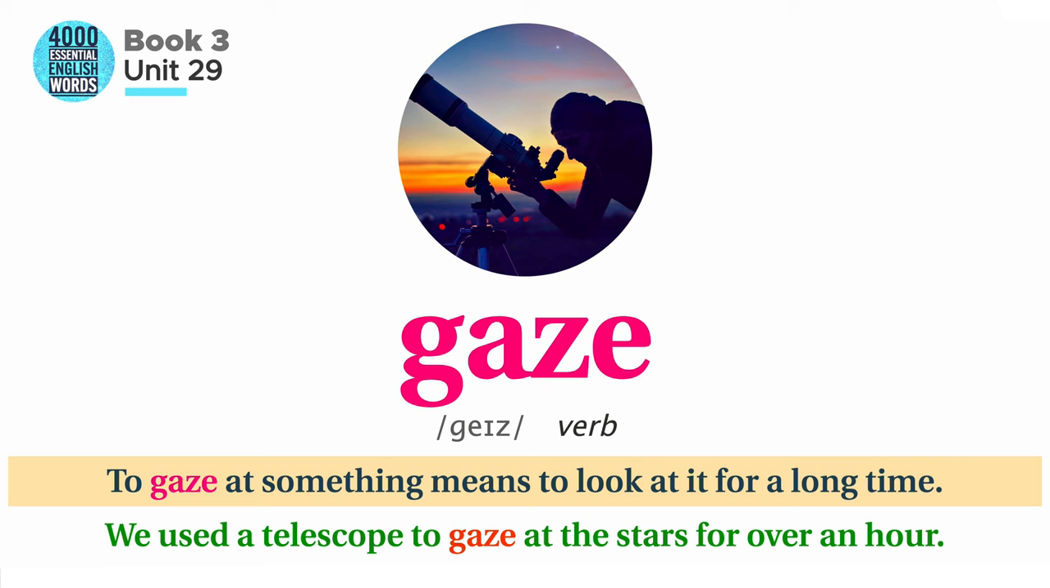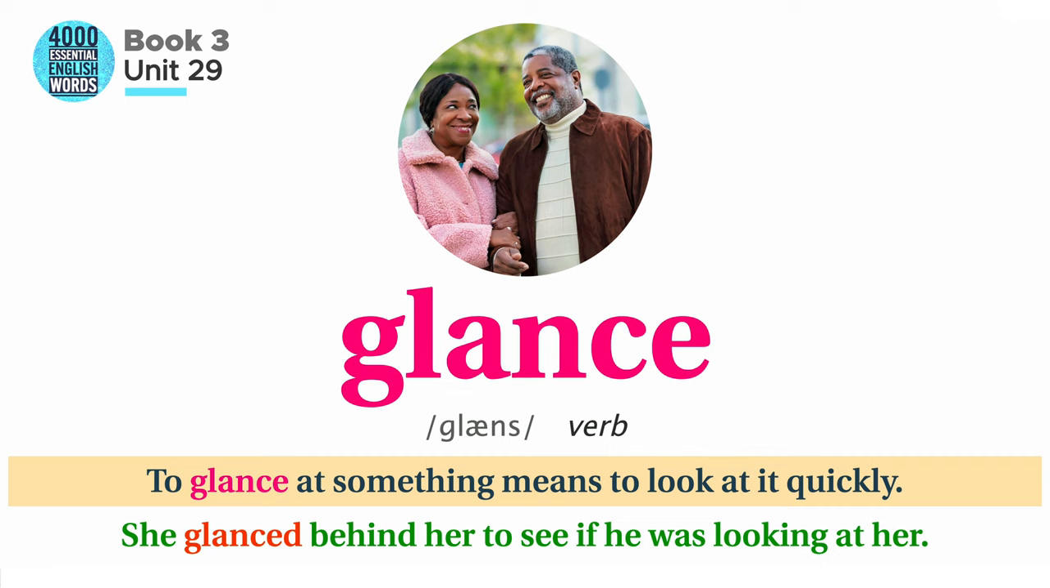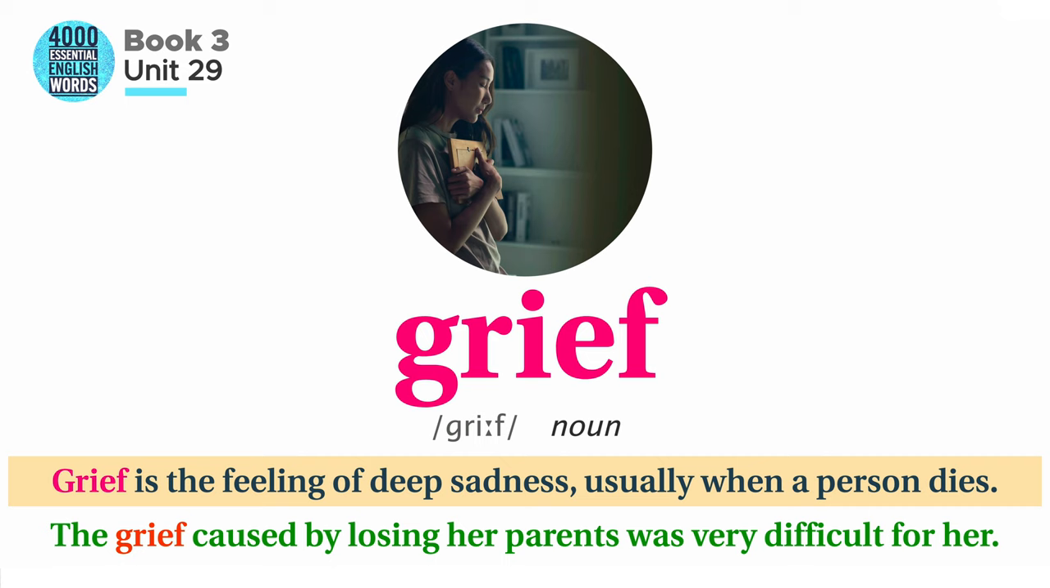Glance. To glance at something means to look at it quickly. She glanced behind her to see if he was looking at her. Grief. Grief is the feeling of deep sadness, usually when a person dies. The grief caused by losing her parents was very difficult for her.